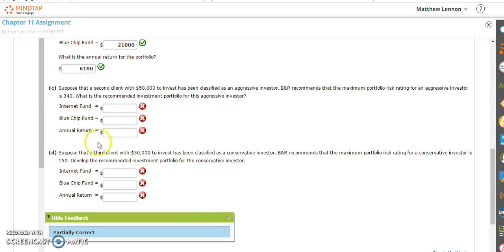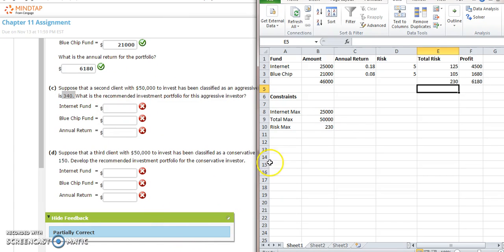The last two parts I think you can handle yourself. Basically, for C, you just need to change the risk rating max from 230 to 340 for this more aggressive client, and then suppose you have another one that's a conservative, you just change the risk to 150, and then run the numbers, and that should do it for you.